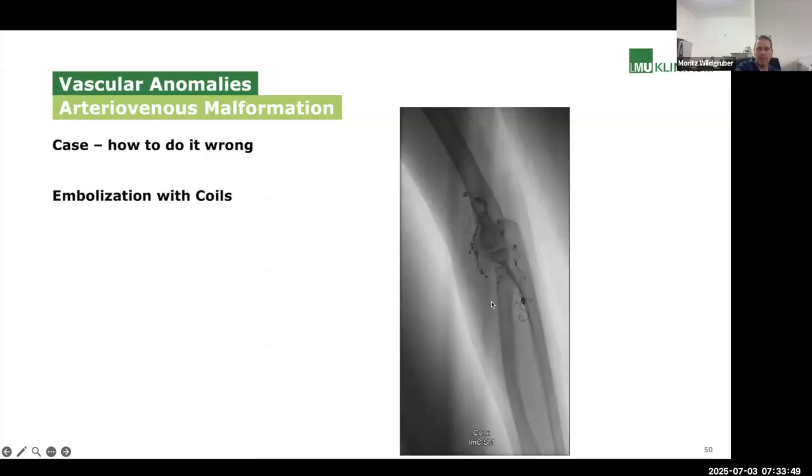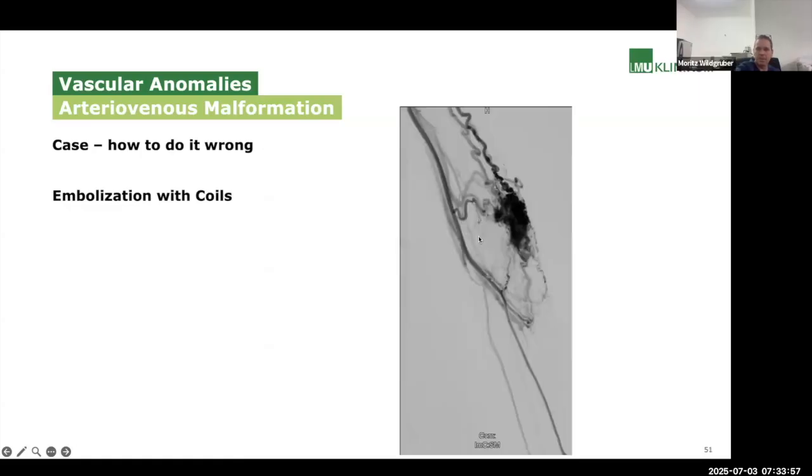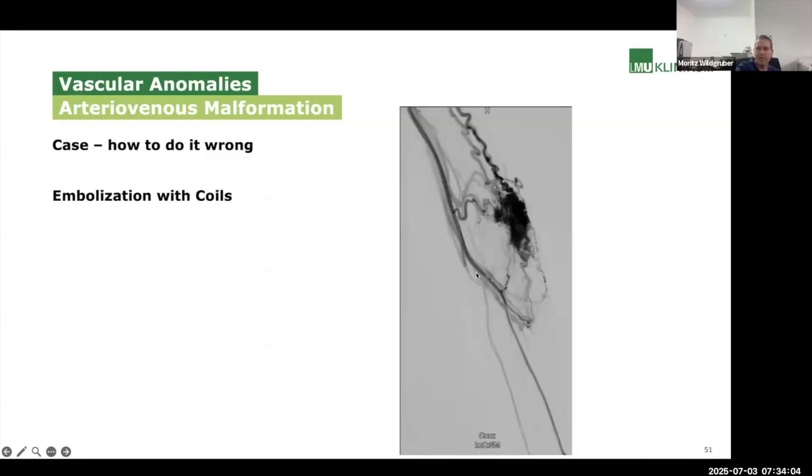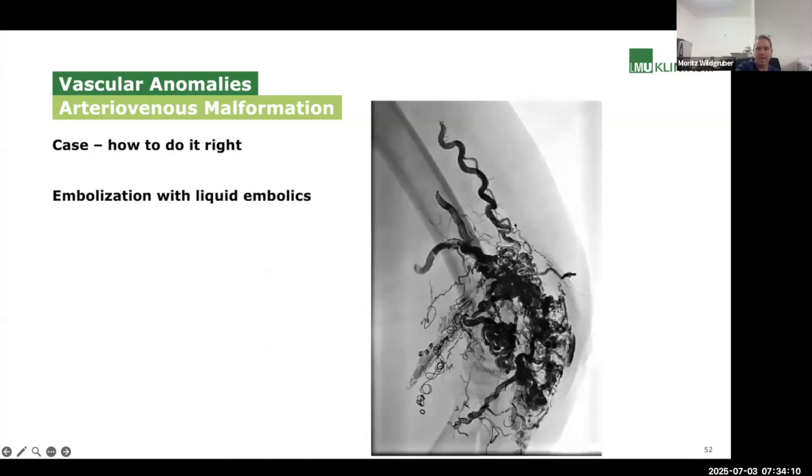But also we as interventional radiologists can make it wrong. I told you, don't coil AVMs. It's not a good therapy. Here you see some loosely placed coils in the feeders of the AVM. And what was the effect? Nothing. There's enough neoangiogenesis that the lesion stays alive.